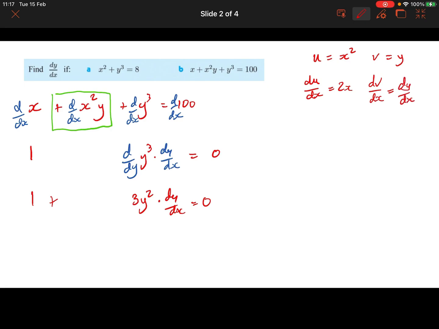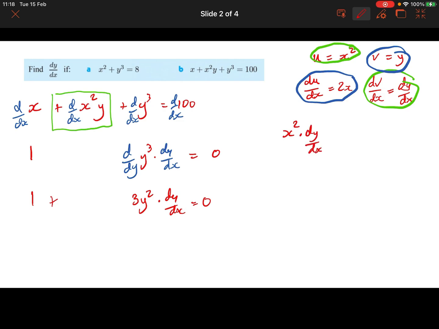And then I'm going to apply the product rule. The product rule states that I'm going to do this multiplied by this, and then add this multiplied by this. So what do I end up with? I end up with x squared dy/dx plus 2xy. So this bit in green here differentiates to become this here. So I'm going to put it in, so I get plus x squared dy/dx plus 2xy.